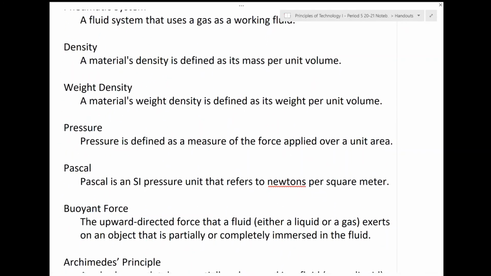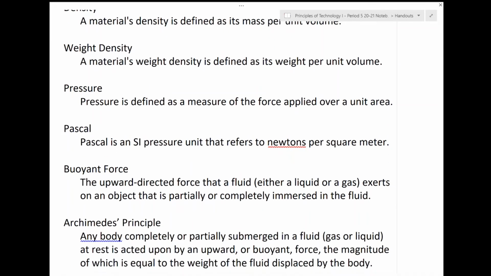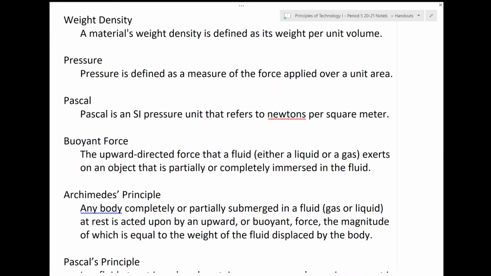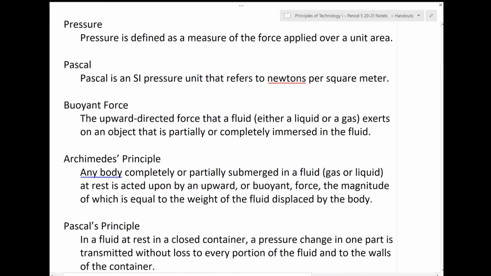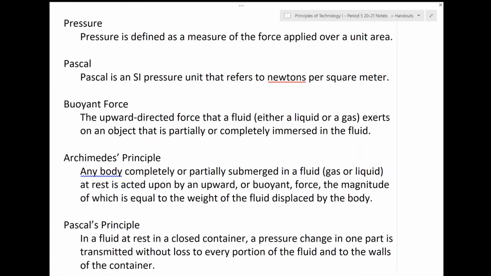A material's density is defined as its mass per unit volume. A material's weight density is defined as its weight per unit volume. Pressure is defined as the measure of the force applied over a unit area. A Pascal is an SI unit of pressure that refers to newtons per square meter.